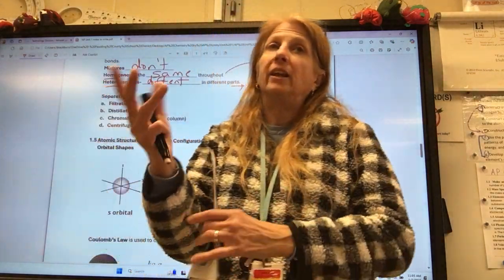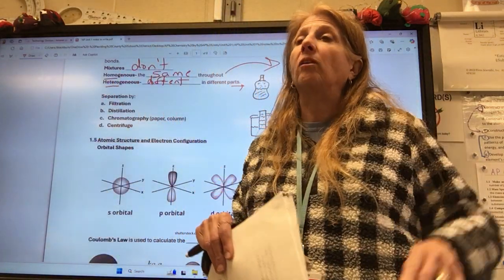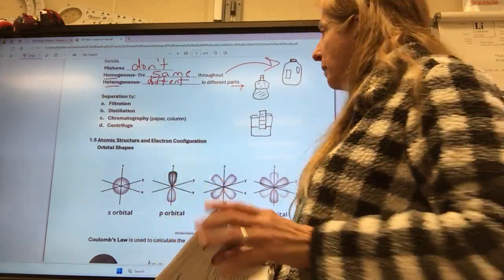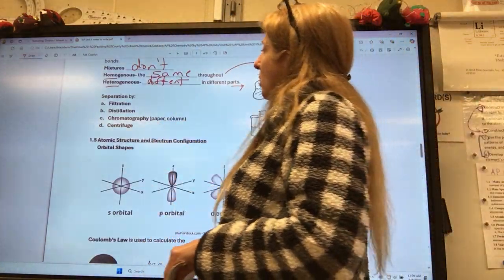It's called distillation. It's how they make alcohol. You've heard of that before, how they'll get the alcohol off of what they're making it from. There's another one called chromatography.